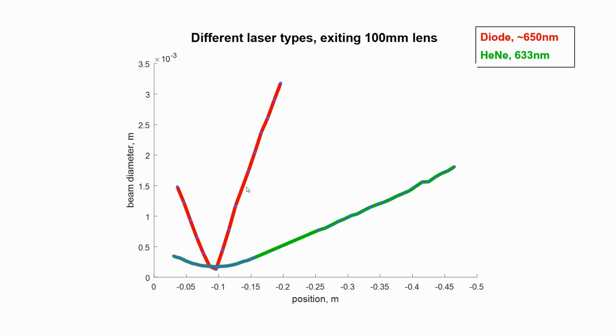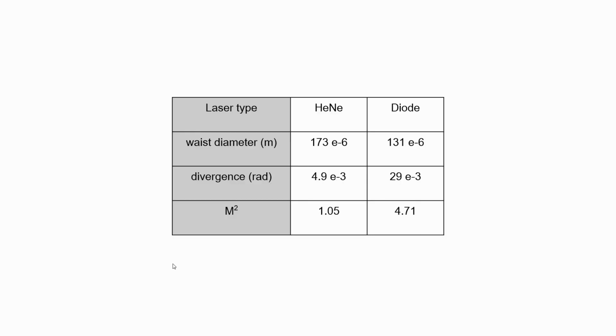So here we see the Gauss mouse data from the diode laser in red and from the helium-neon laser in green. And the helium-neon laser is a little bit wider at the waist, but much shallower in the divergence. These are both using the same type of lens. And here we can quantitate this. The helium-neon laser had an m² value of 1.05. The diode laser, over 4 times as great, 4.7. So you see a very big difference there between those two different types of beams.